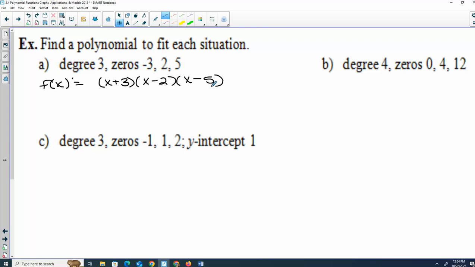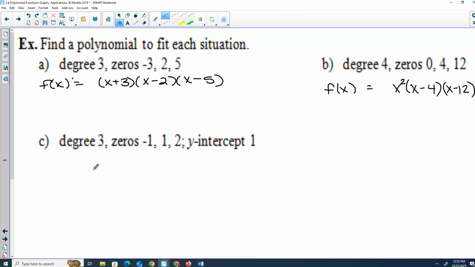All right, B. Degree of 4. If 0 is a 0, what do we have to have? Just an x. If 4 is a 0. If 12 is a 0. Okay, what's the degree of that? 4. I said it had to be 4, didn't I? Is it degree 4 right now? No. Did I tell you which of them had a multiplicity? No, so technically I could put it on any of them. To make degree 4, I just have to make one of those squared. Now, the square could be on any of them, because I didn't give the multiplicities. If I had given it, then it would matter which one.